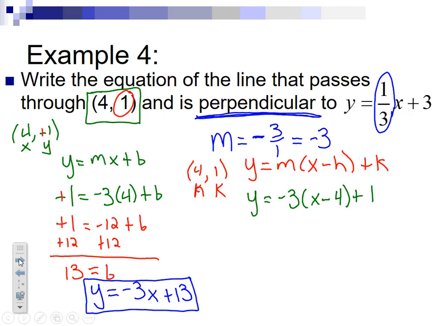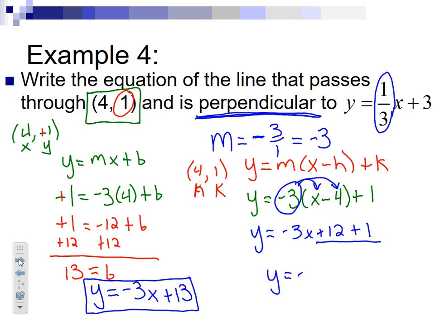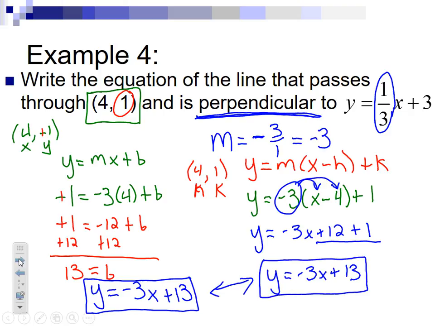Now remember, guys, you can leave it here, but I'm going to distribute it out so we can show that they're the same. So I take my -3, I'm going to put it here and here. Y equals -3x plus 12 plus 1. Combine my like terms. Y equals -3x plus 13. And once again, ladies and gentlemen, we get the same answer, so you can do either of these, one or the other. You don't have to do both.